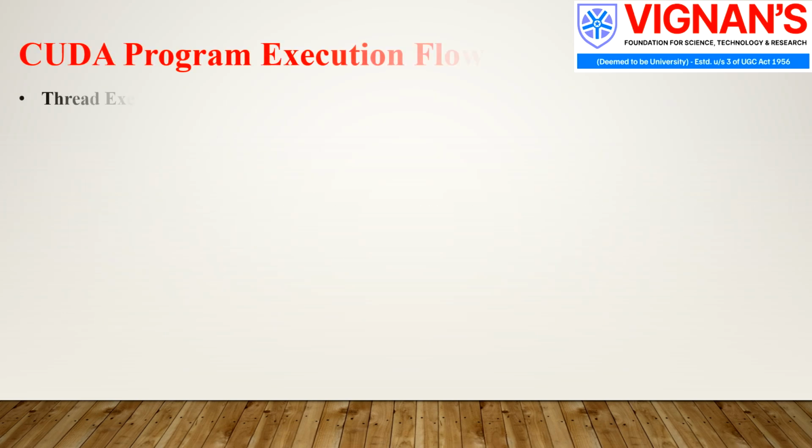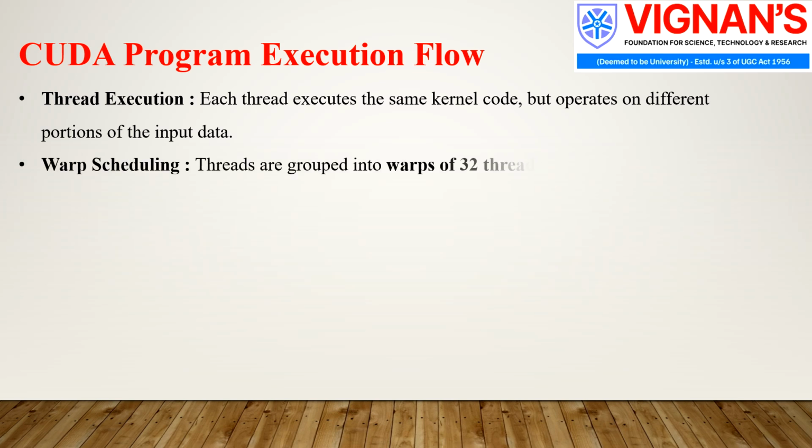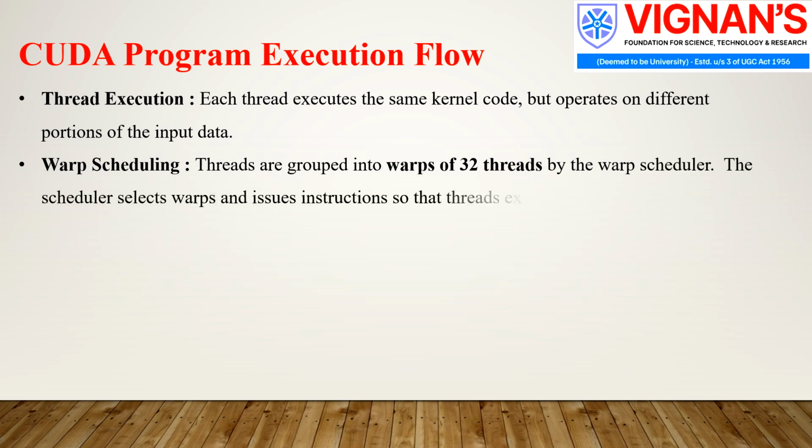Now, the thread execution phase begins. Each thread executes the same kernel code, but works on different portions of the input data, enabling data parallel execution. Next is warp scheduling. Threads are grouped into warps of 32 threads by the warp scheduler. The scheduler selects warps and issues instructions so that threads execute efficiently in parallel.